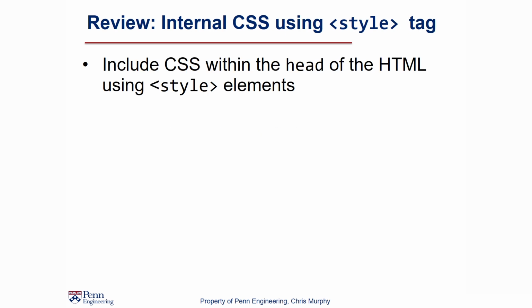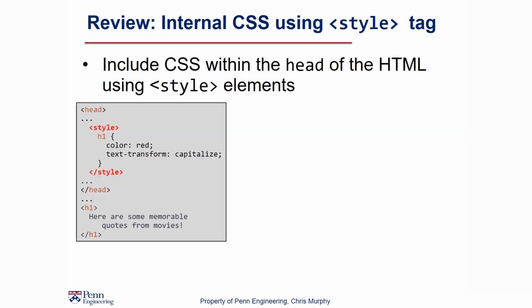Now, the second way of getting CSS into our HTML pages is what we can call internal CSS using the style tag. As we saw at the end of the last lesson, we can put the style tag in the header of the HTML, and then we can specify the different appearance of different elements in our HTML page.